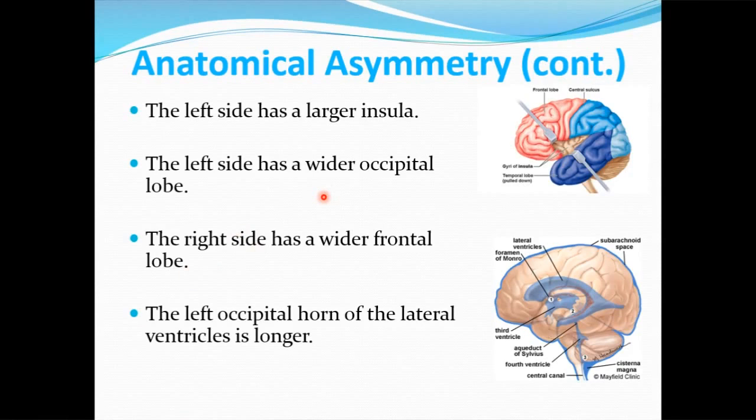The left side has a wider occipital lobe. The right side has a wider frontal lobe. And the left occipital horn of the lateral ventricle is longer. I've put this picture in here just to remind you where the ventricles are.